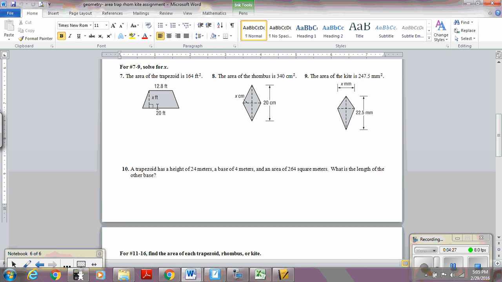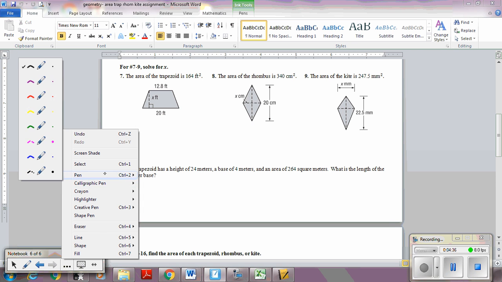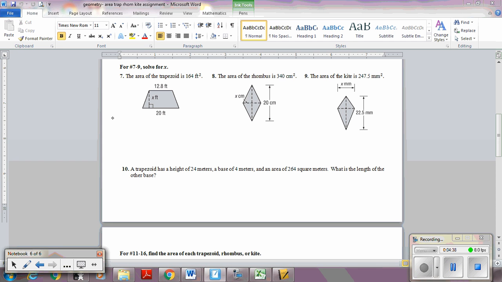Number 7, it tells you the area of the trapezoid. They want us to find the height. So we need to recall the formula again, which is B1 plus B2 times height divided by 2.